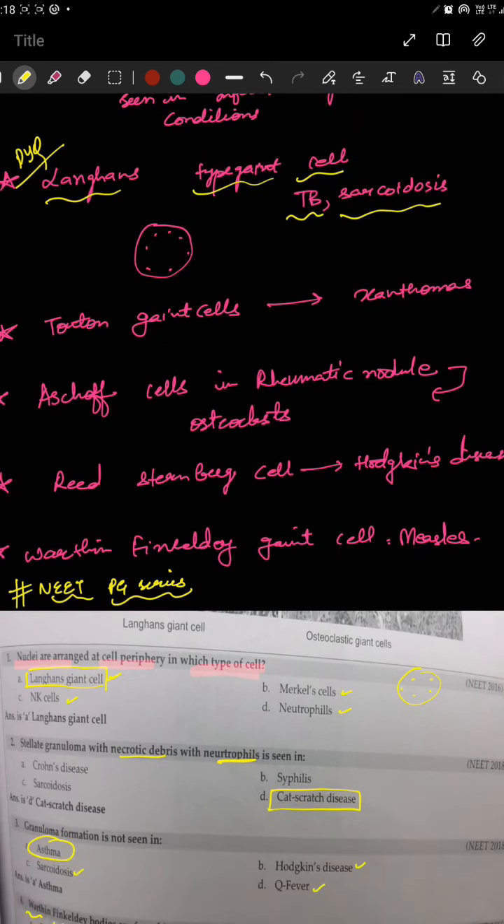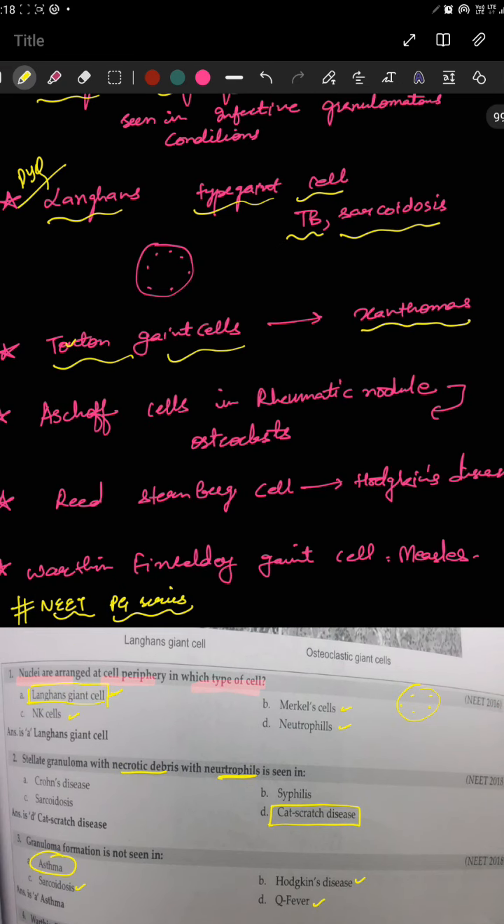Now we have the Touton giant cells. These are very specific for your xanthomas. We have the Aschoff cells, right? Very simple, in the rheumatic nodules, seen in rheumatic heart disease. These Aschoff cells are just osteoclast-like.